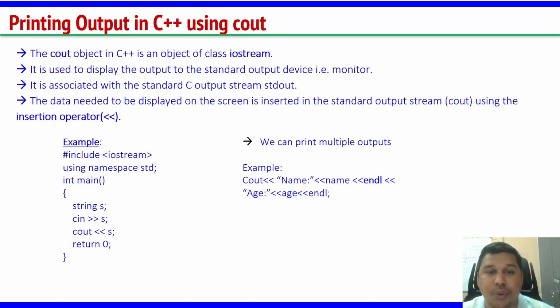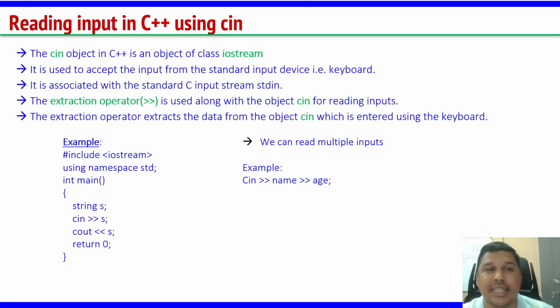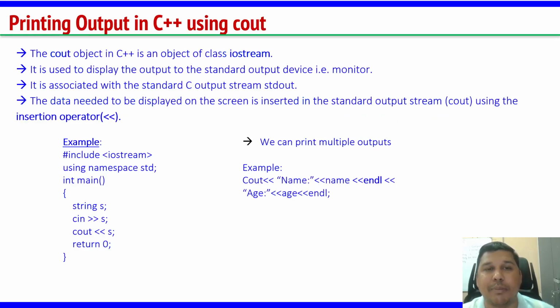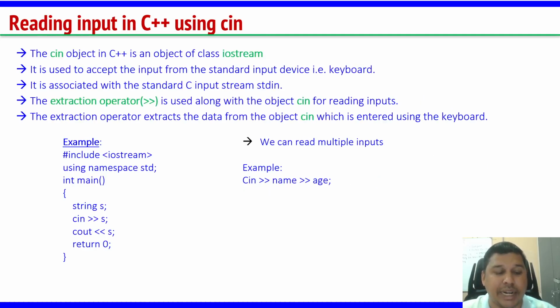Any doubts till now? So we have seen how we read the input using cin and how to print the output in C++ using cout. And if you want to give the output in a new line, you have to use the endl statement, which indicates end line. When you give this, it will print the output in different lines. So with this, we complete our concept of reading input and output using cin and cout.